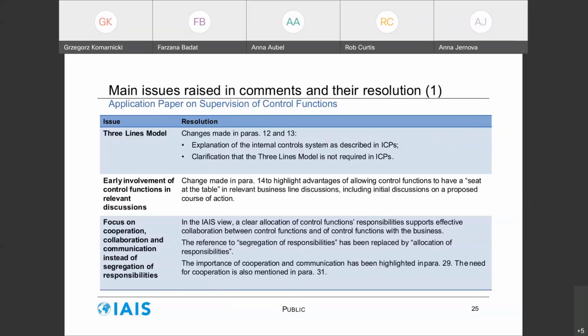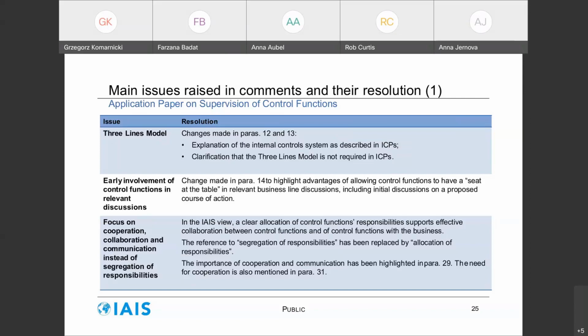So now I'd just like to talk a bit about some of the main issues raised in comments and how we've looked to address these. And so we'll talk about that on this slide and the next one. So first, there were a lot of comments on the 3 lines model, and we have updated our reference to this model in light of the comments received. We also included an explanation of the internal control system as described in the ICPs, and we clarified that while there are similarities between this model and the ICP standards on supervision of the internal control system, the 3 lines model is not required in ICP.